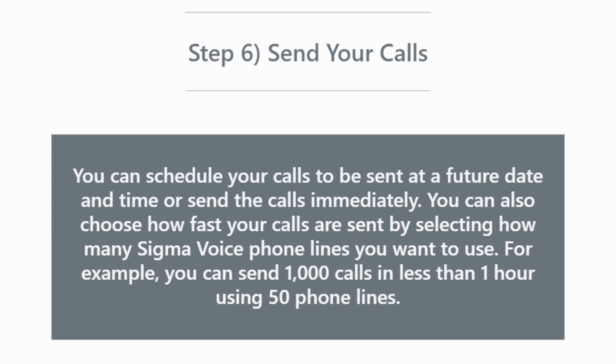Step 6. Send your calls. You can schedule your calls to be sent at a future date and time, or send the calls immediately. You can also choose how fast your calls are sent by selecting how many Sigma Voice phone lines you want to use. For example, you can send 1,000 calls in less than 1 hour using 50 phone lines.